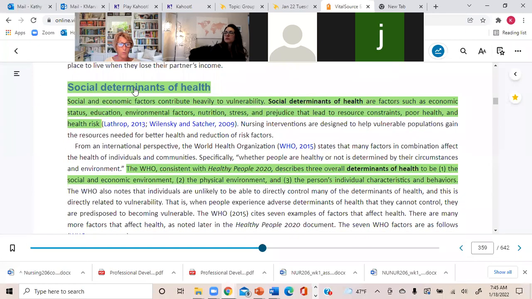You do need to know about social determinants of health. Social and economic factors contribute heavily to vulnerability. That's really important to know. What is a determinant of health? Economic status, education, environmental factors, nutrition, stress, and prejudice can all lead to poor health and increased health risks.